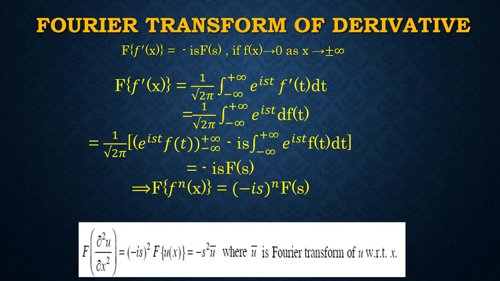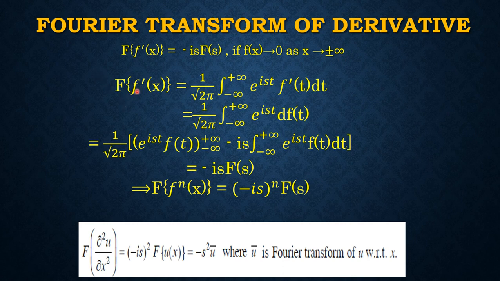Fourier transform of derivative. Here we first show that the Fourier transform of the first order derivative, that is f dash x, is equal to minus i s into F(s). Here F(s) is the Fourier transform of the function f(x), under the condition that f(x) tends to 0 as x tends to plus or minus infinity.